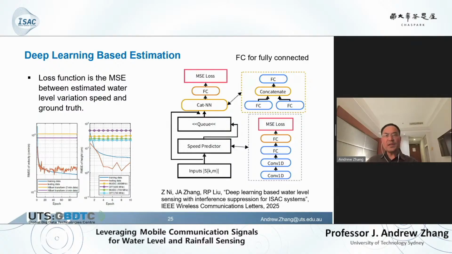In addition to the signal processing framework, we also developed a deep learning framework. This is one example. Basically, this is a mixed use of a fully convolutional deep learning network and some concatenated fully connected network. We use the loss function as the mean square error between the estimated water level variation speeds and the ground truth. This technique requires training of the system using the collected data sets.